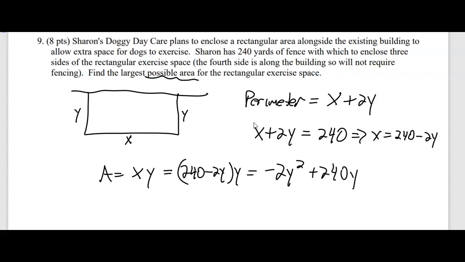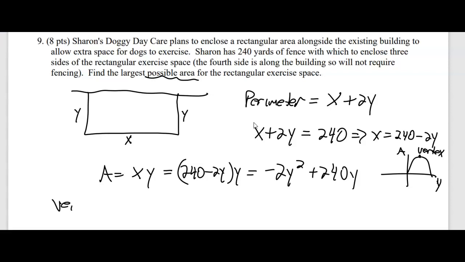So here we have A is a quadratic function. This quadratic function is a parabola. The graph is a parabola that's opening down. So it's this basic shape. And we're trying to find the largest possible area. And that happens at the vertex. So by getting the area to be a quadratic function, we can then maximize by finding the vertex.